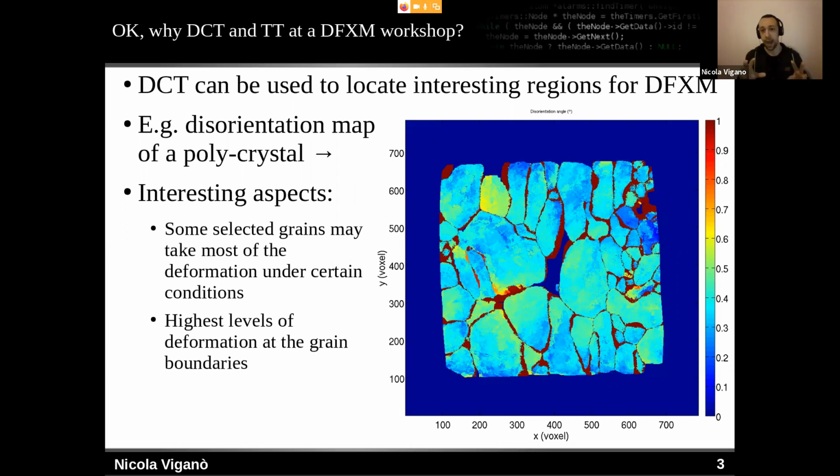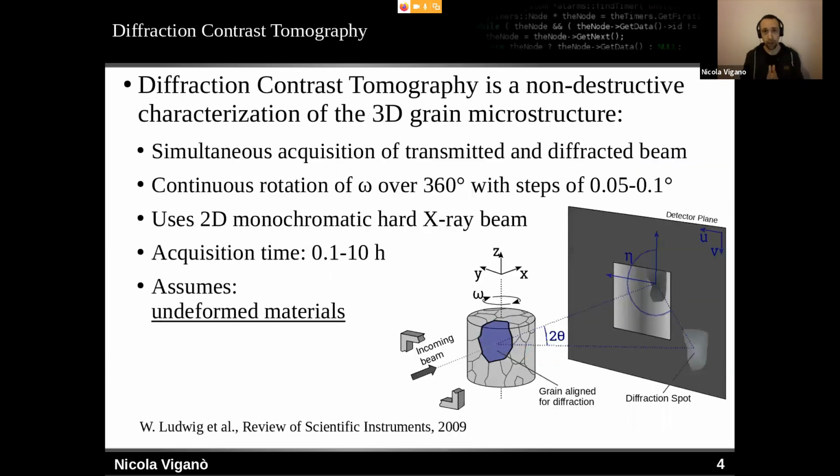So if we wanted to study that, we could just use DCT to locate the most interesting regions and go ahead with the finer analysis later. So probably everyone here knows DCT, but just to give a quick recap. It's a non-destructive characterization technique for the 3D grain microstructure.